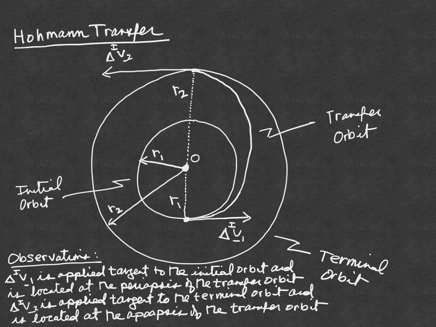And just for completeness, this transfer orbit is half of an ellipse, where the starting point on the transfer orbit is periapsis and the ending point on the transfer orbit is the apoapsis of the transfer orbit. So now that we've seen all this structure, the next thing to do is to determine the two impulses for the Hohmann transfer.